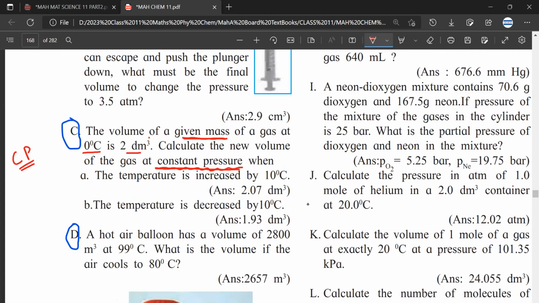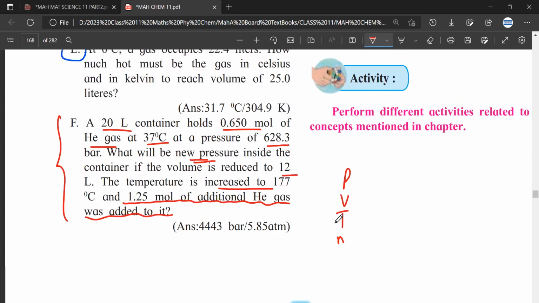If you see this numerical, P, V, T, N, what you will observe is that the number of moles is constant, the pressure is also constant. So only these two are changing, because only volume and temperature are changing. So we'll be applying Charles law. Avantika, have you understood? Yeah.